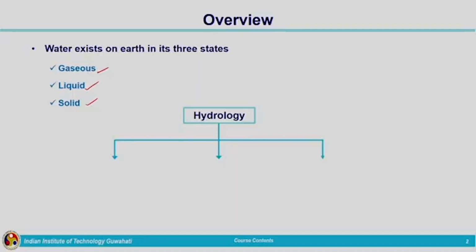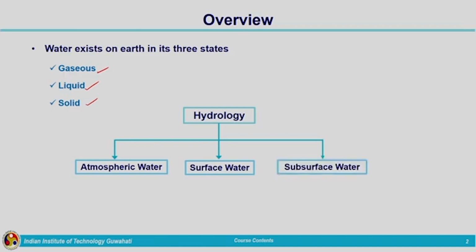So, when we talk about hydrology, what is meant by hydrology? Hydrology is the science that deals with the study of occurrence, distribution and circulation of water which is present on the earth. The water which is present on the earth can be divided into three: atmospheric water, surface water and subsurface water. That is water in three phases: gaseous phase, liquid phase and solid phase. So, it is divided into three types: atmospheric, surface and subsurface water.